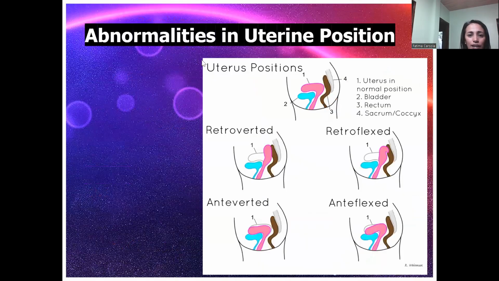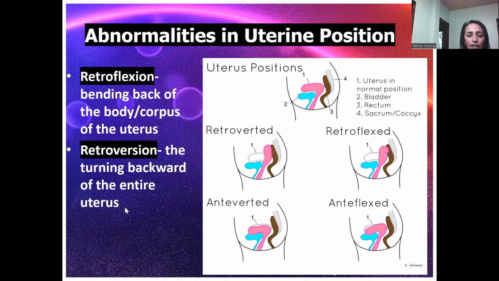Next, we have the abnormalities in uterine position. You have here your retroflexion and retroversion. When you say retroverted, okay? When you see the color of the uterus here, the pink one, the brown one in the drawing is your rectum. And the bladder is your light blue, okay? So the uterus in normal position is in white and the pink one is the abnormal position. So for number one, that's retrovert.